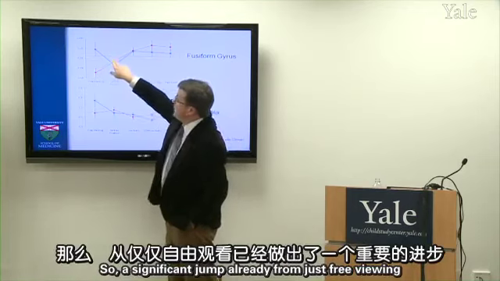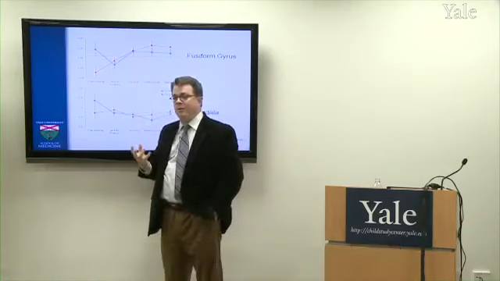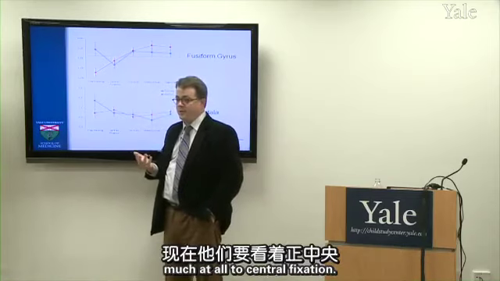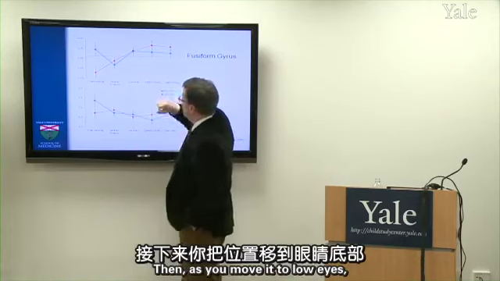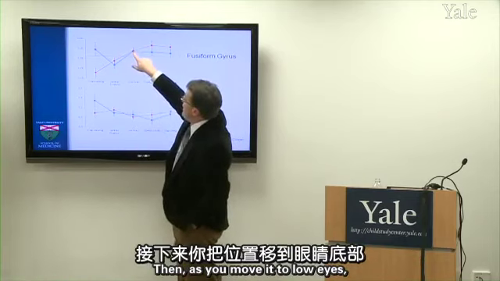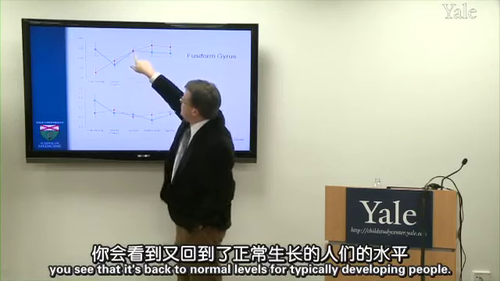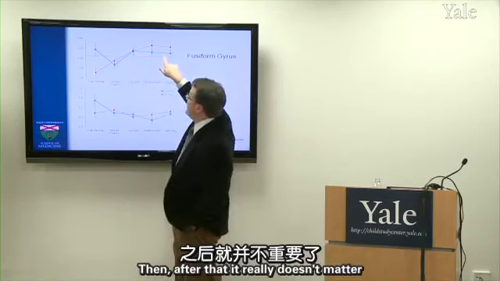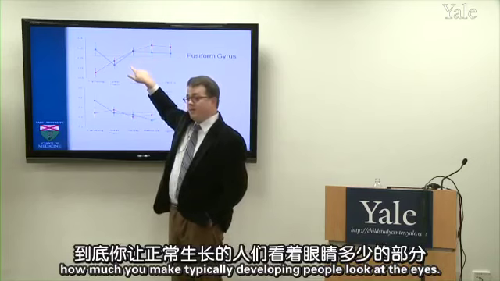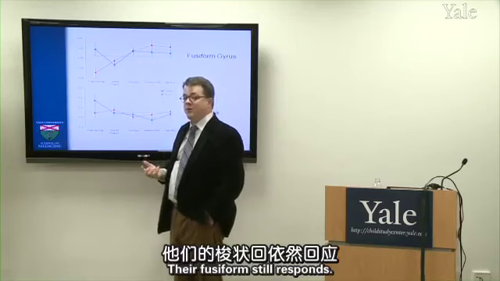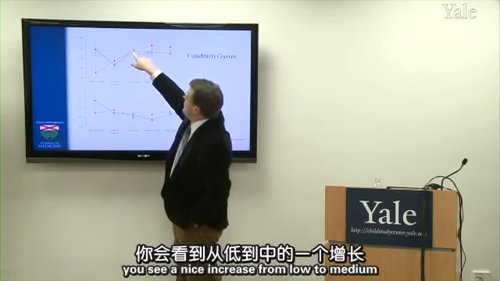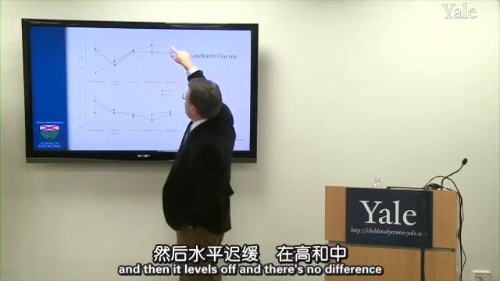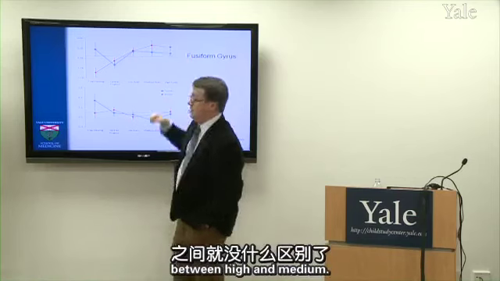So a significant jump already from just free viewing, where presumably they're not looking at the eyes much at all, to central fixation, just look at the center of the nose. Then as you move it to low eyes, you see that it's back to normal levels for typically developing people. And then after that, it really doesn't matter how much you make typically developing people look at the eyes. Their fusiform still responds. But the individuals with autism, you see a nice increase from low to medium, and then it levels off, and there's no difference between high and medium.